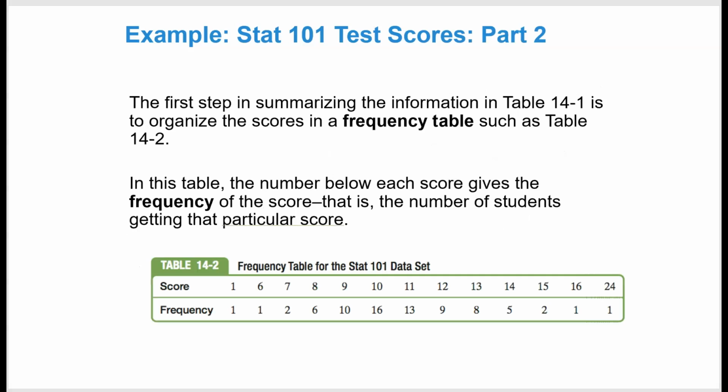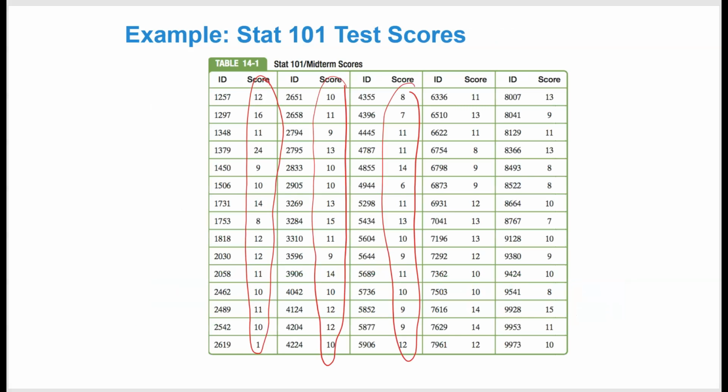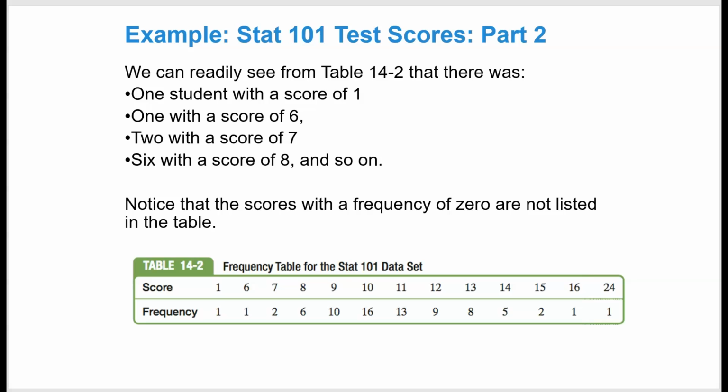class. So the first type of thing to organize scores is called a frequency table. What that does is it collects all the data up by their frequency. So how many people scored a 1? One person scored a 1. One person scored a 6, 2 people scored a 7, 6 people scored an 8, 10 people scored a 9, and so on. The frequency table really helps you organize so you're not looking at a list this big, but you're looking at a list that's a little more reasonable.